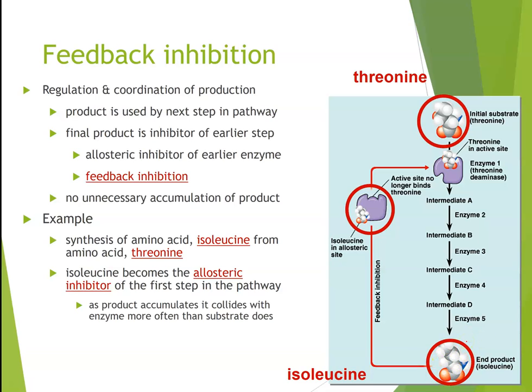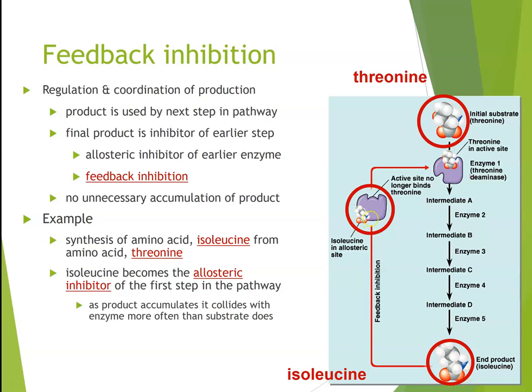What often happens with these feedback loops, as they're called, is that the end product is actually an inhibitor of an enzyme earlier on in the process, so it stops the process. If you have enough of this isoleucine right here, that means that your body does not need to make more of it, so it's actually going to come back up here and inhibit the enzyme from working. So that means that you cannot go through this process again to make more isoleucine.